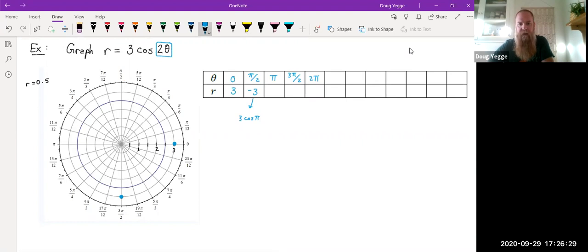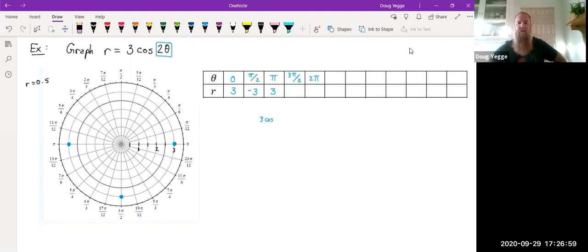So let's take a look at pi then. If I start with pi, I'm now going to be plugging in pi and doubling it. So I get 2 pi. Take cosine of that, then multiply by 3. Well, cosine of 2 pi is 1. So now I'm going to go out 3 units in the direction of pi, which means in the direction of pi, walk out 3 units. So far this is starting to maybe look like a circle. I don't know, maybe this is a different type of circle.